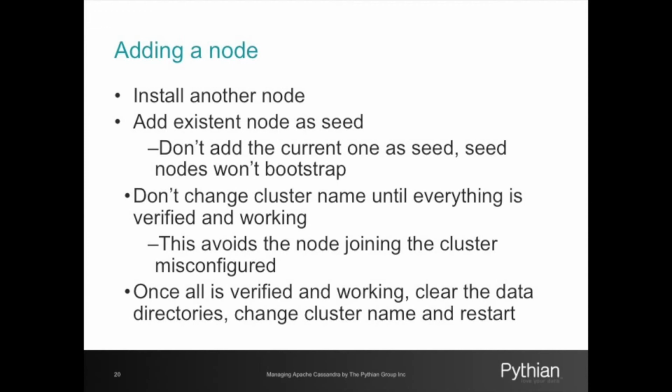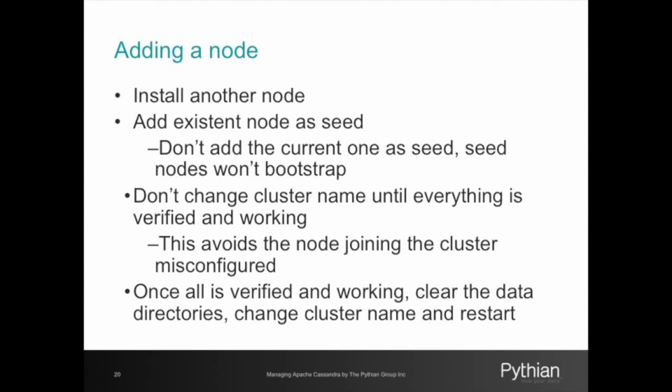So you install another node, follow exactly the steps you followed for this one, and add the node you just installed as a seed to the old node. You shouldn't add the two nodes as seeds. Seed nodes won't bootstrap, so they won't pick up data from the previous one because they assume they know everything. Seed nodes are, like the name says, assumed to have the data. So if you want to change it to a seed, you should do it later.